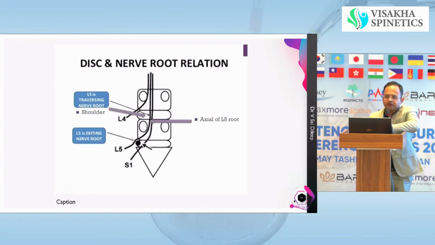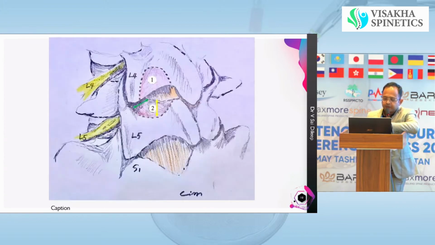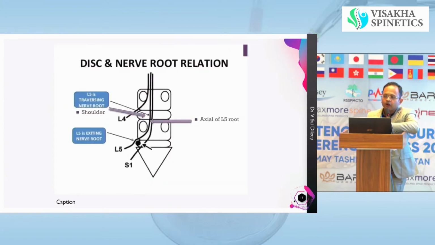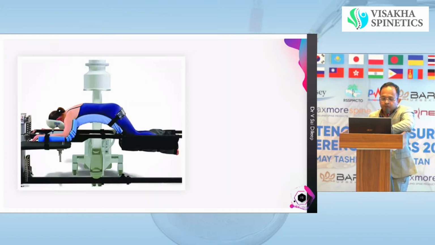This is one more picture which you know from the basics. This is how the traversing root and the exiting root will be there for orientation. The previous picture and this picture will serve the purpose for most spine cases, when you are doing any kind of interlaminar technique, whether it's biportal surgery or uniportal surgery.